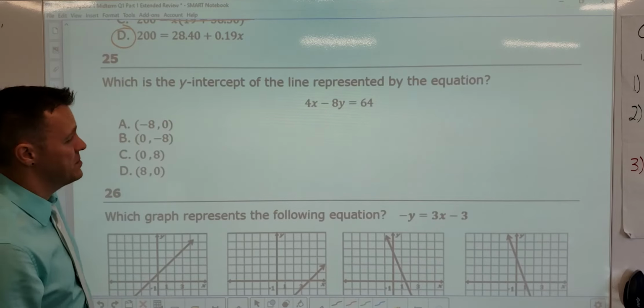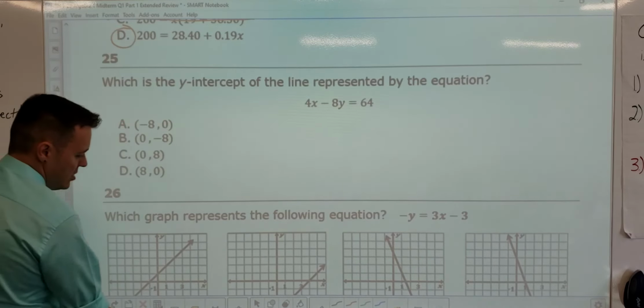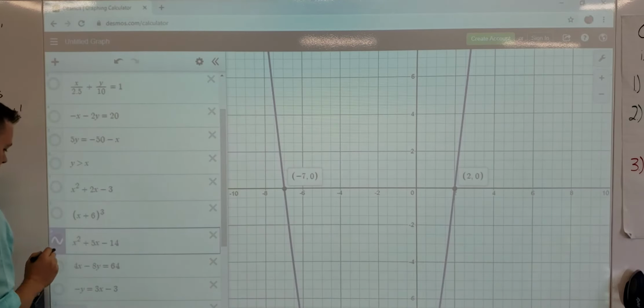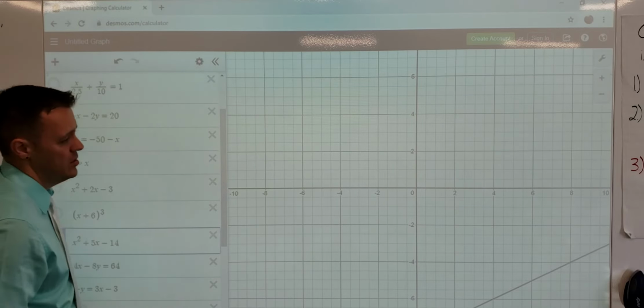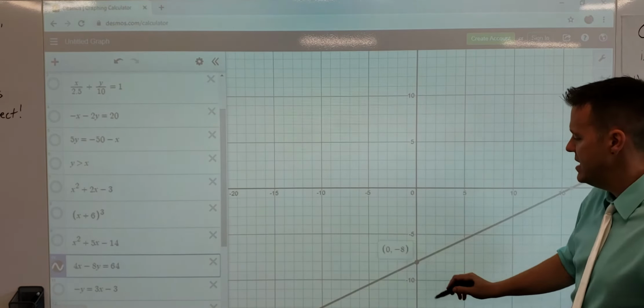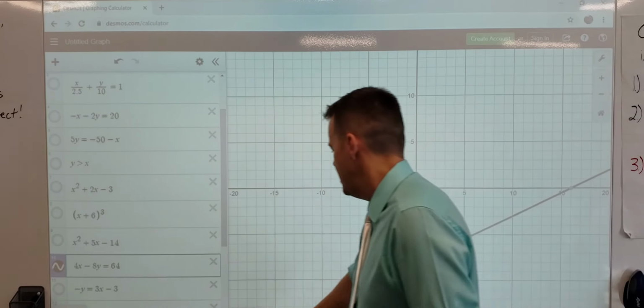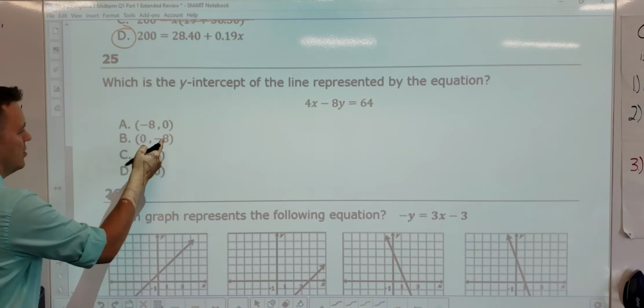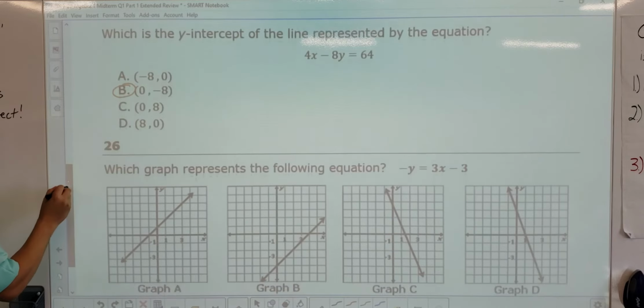What is the y-intercept of the line representing the equation? Ladies and gentlemen, you would graph it on Desmos. Okay? Zoom out a little bit. The y-intercept is (0, -8). The answer is B.